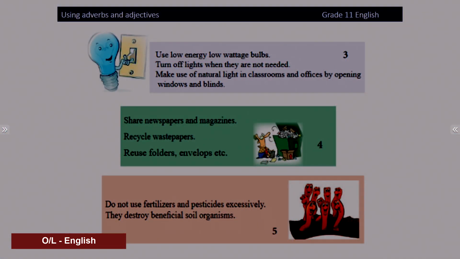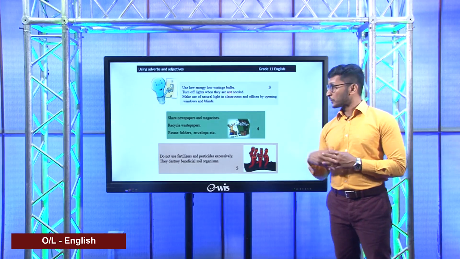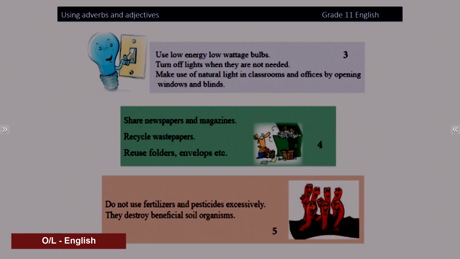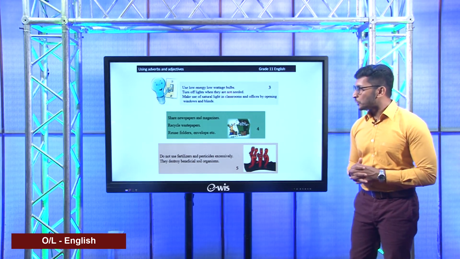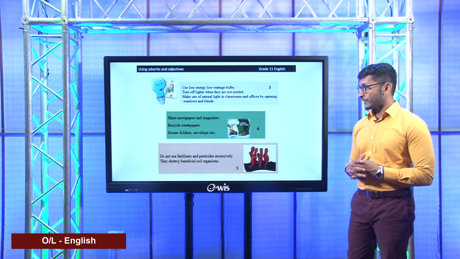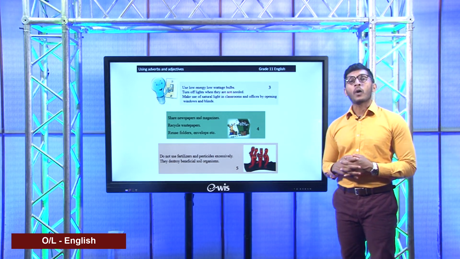Turn off lights when they are not needed. Make use of natural light in classrooms and offices by opening windows and blinds. Poster number 4. Share newspapers and magazines. Recycle waste papers. Reuse folders, envelopes, etc. Now when you see these three sentences, when you see this poster, it will remind you of reduce, reuse and recycle, the 3R concept. The last one, do not use fertilizers and pesticides excessively. They destroy beneficial soil organisms.